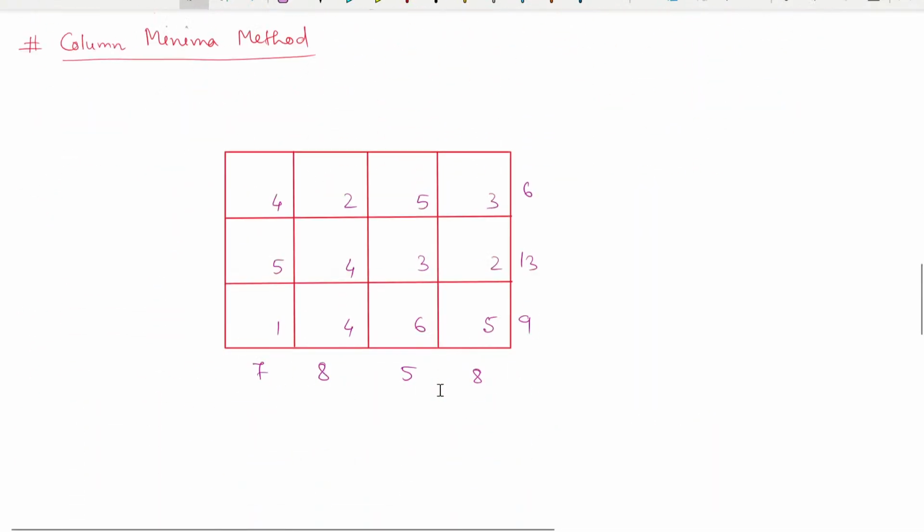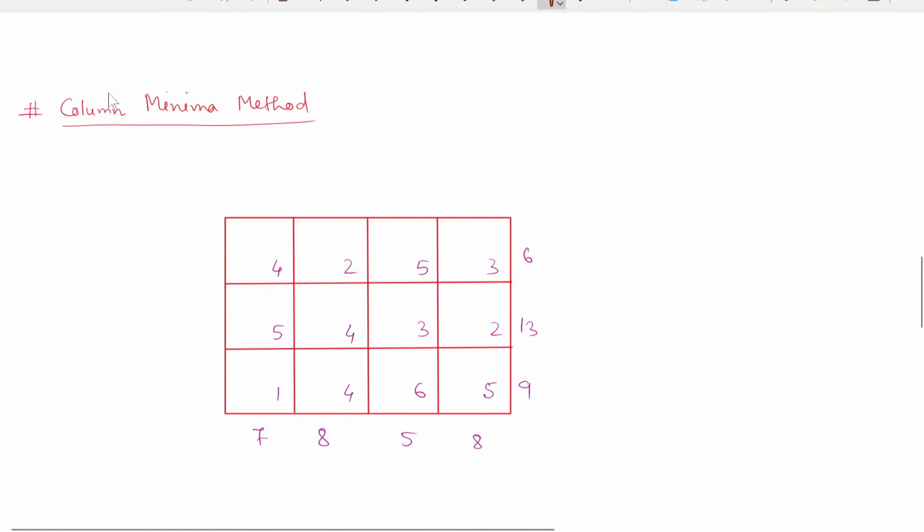Now we go to the column minima method. This is the same process. The method above is the row minima method, and the same operation holds here in the column only. Instead of rows, here the operations occur on columns only. So now I take the same example.